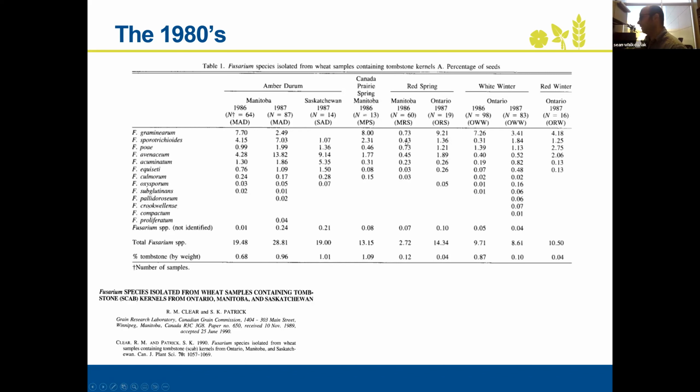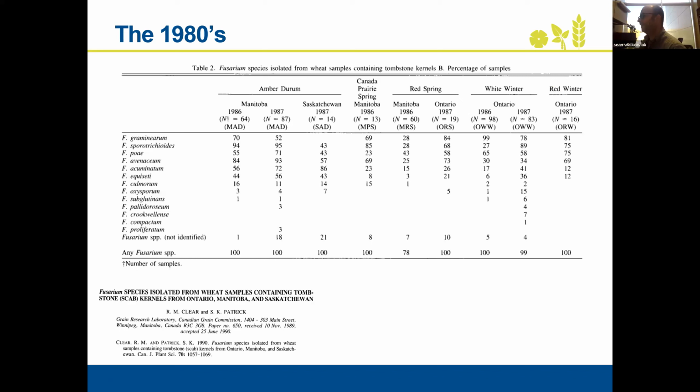Fusarium, this is by kernel, this is another table by sample. So they looked at like a 500-gram sample, and then they said, were they positive for the different species? And most of the samples for durum were positive for sporotrichoides, poae and avenaceum, and then graminearum was sort of lesser of a disease, especially in Western Canada. In Ontario, there was a little bit more graminearum going on, but there were a lot of different species causing the disease in the 1980s.